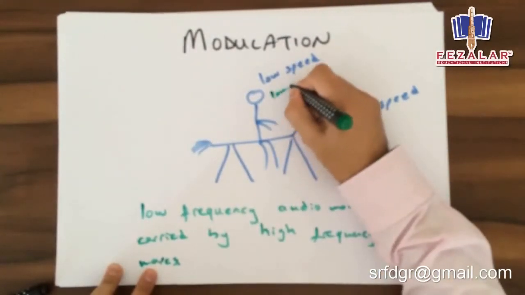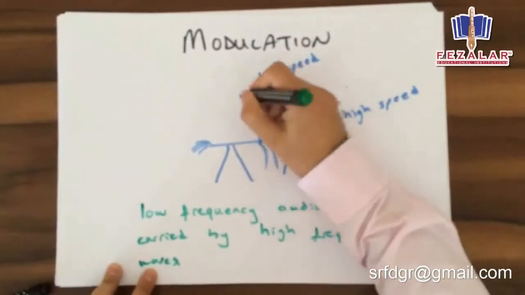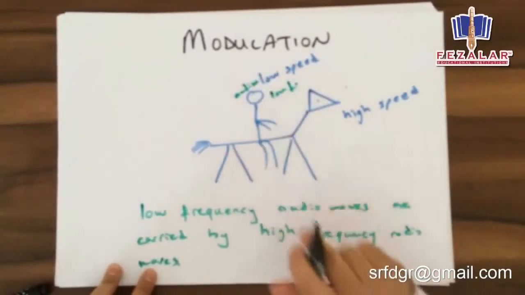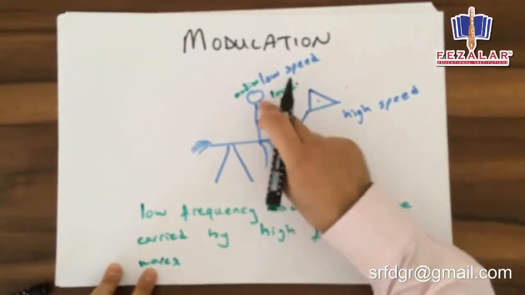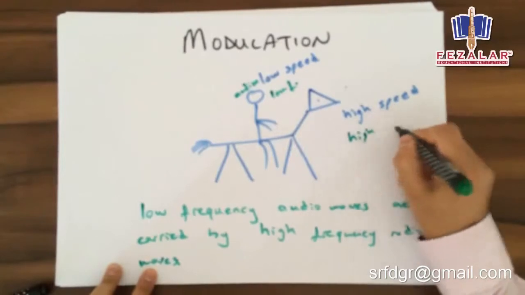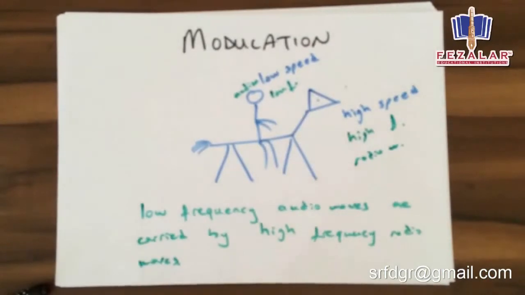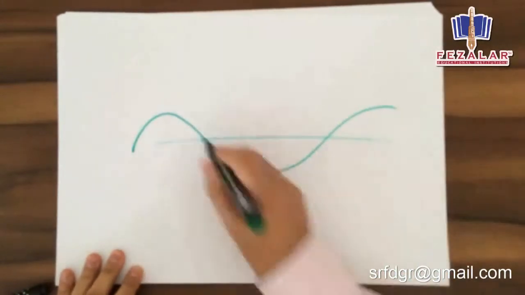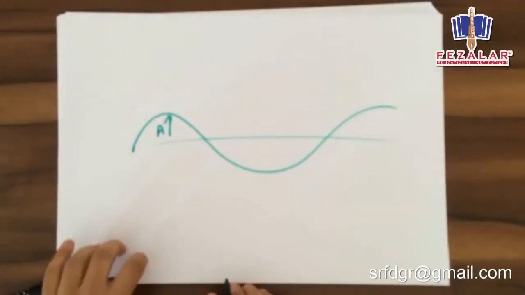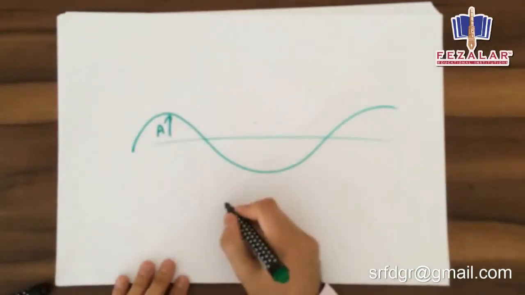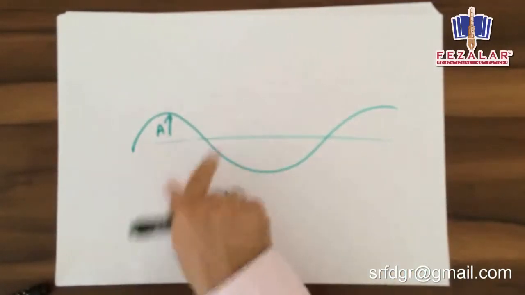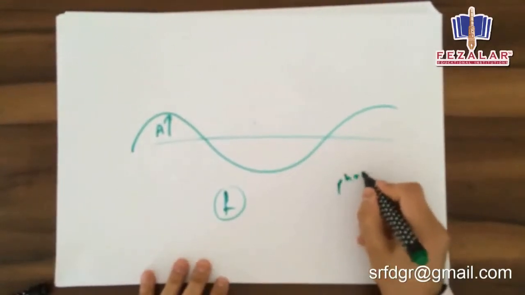Low frequency audio waves, this is our audio wave, this is the rider, are carried by high frequency radio wave. This is called modulation. There are three methods for modulation. As you know, the wave has amplitude. This is our wave, this is the amplitude of the wave. And it has frequency, and also it has phase.